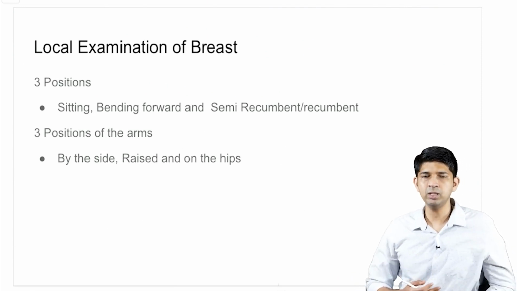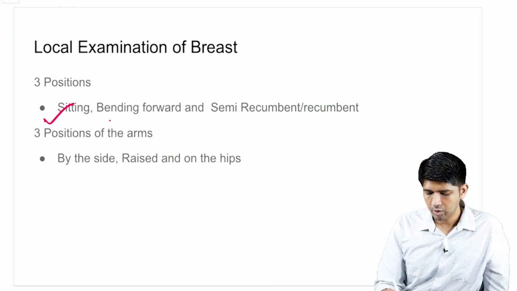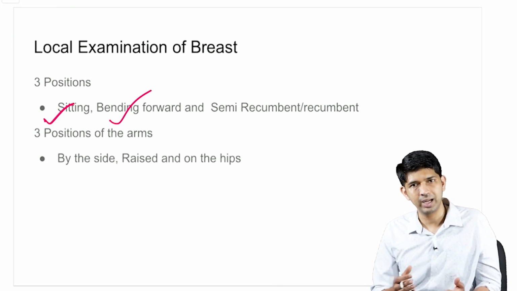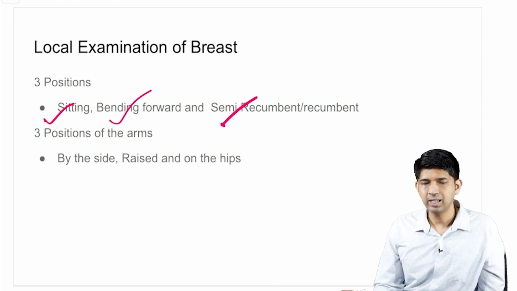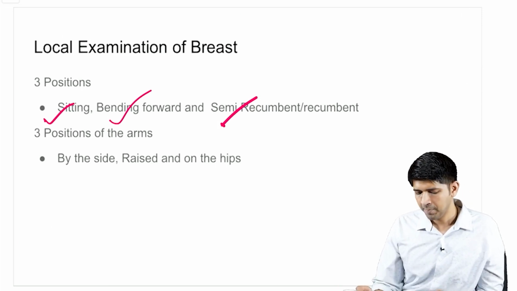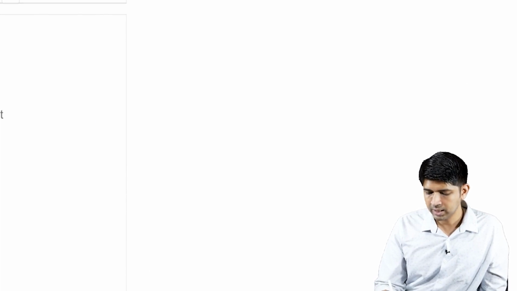One is sitting position because the breast is relaxed and it's hanging down. Next, on bending forward, you're going to see whether the breast falls forward or whether the tumor has infiltrated the chest wall. And the semi-recumbent or the recumbent position, that is where you're going to palpate for the breast. So now, why do we do each of these positions? First, let's talk about the bending forward. Sitting, we know, is pretty straightforward, but when do we do the bending forward?